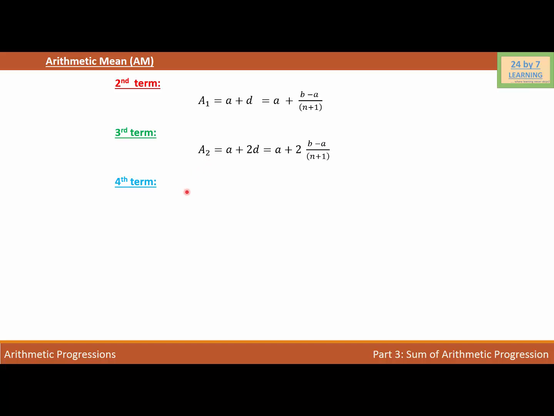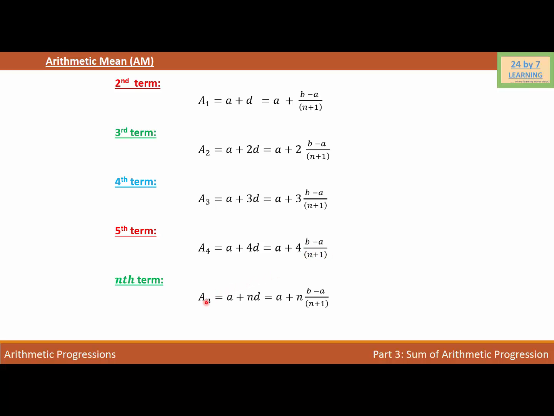My fourth term is a3, and a3 is equal to a plus 3d, which is equal to a plus 3 times b minus a over n plus 1. My fifth term is a4, so a4 is equal to a plus 4d, which is a plus 4 times b minus a over n plus 1. And the nth term is an, which is equal to a plus nd, which is a plus n times b minus a over n plus 1. And this is how we find the arithmetic means between any two given terms.